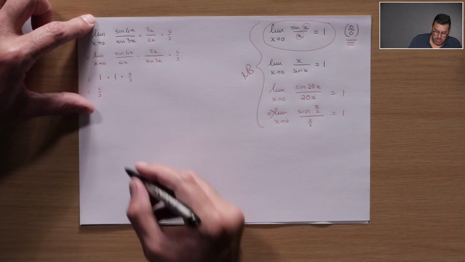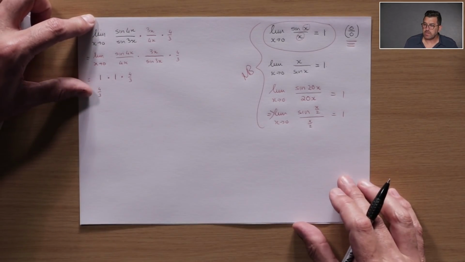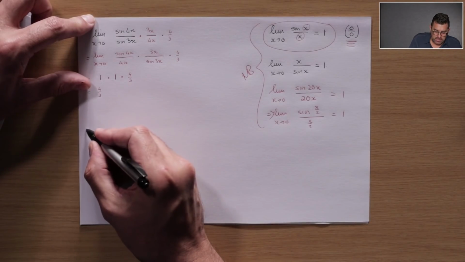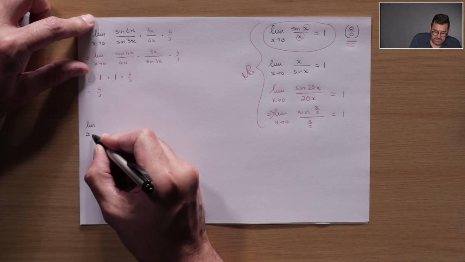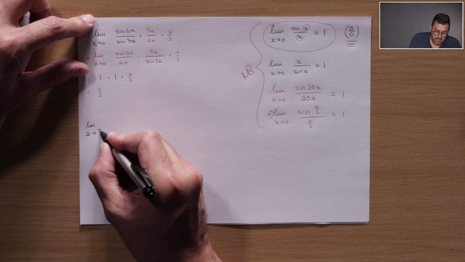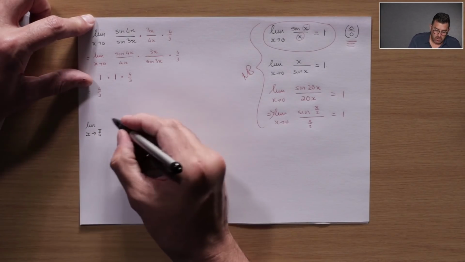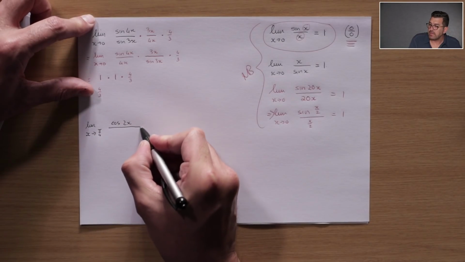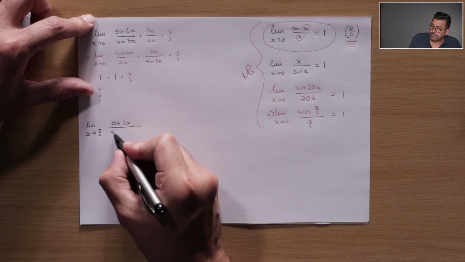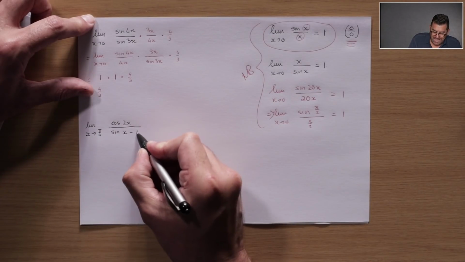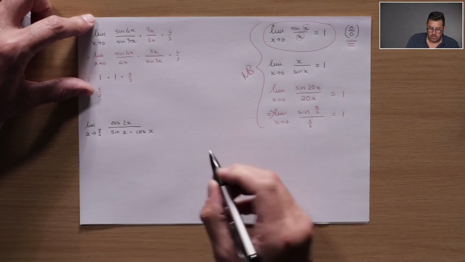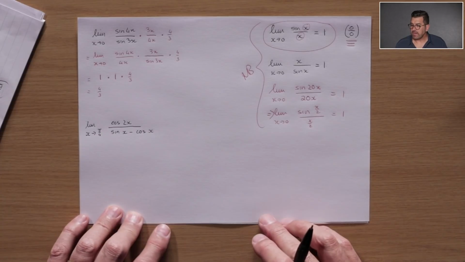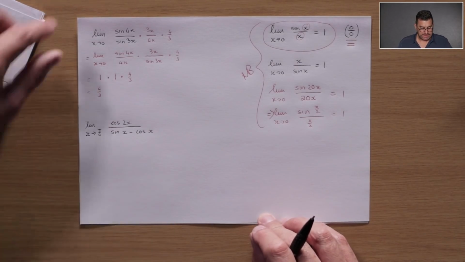Okay, let's look at one last one, and this one is going to be a trigonometric one where we use cosine. So let's look at the limit where x is approaching pi over 4 radians of the cosine of 2x divided by the sine of x minus the cosine of x. And let's see what we can do with that. Okay, let's have a look.